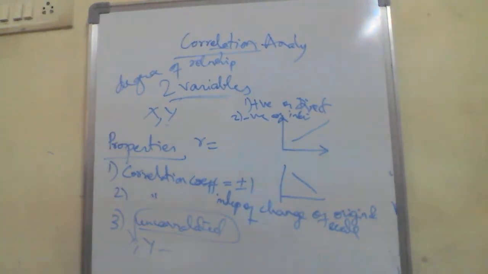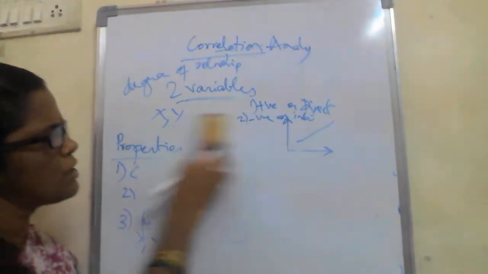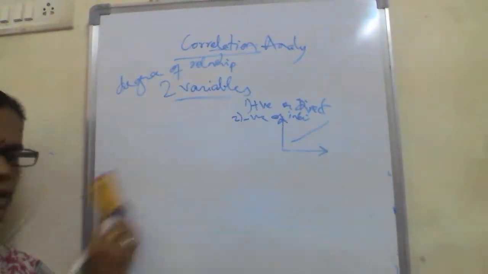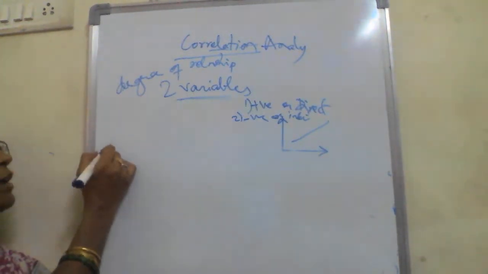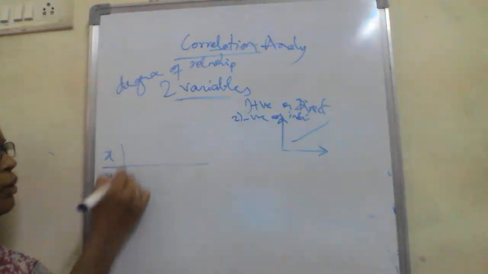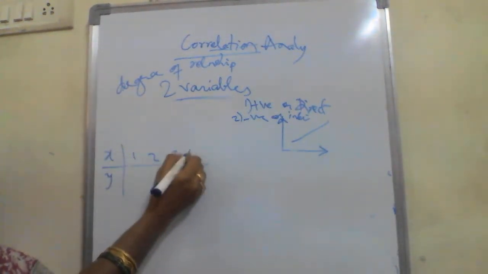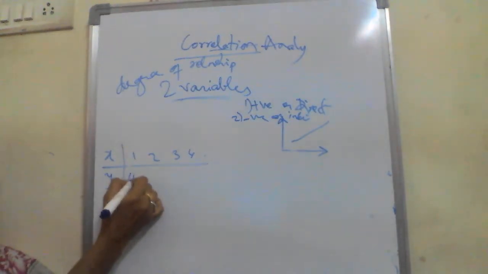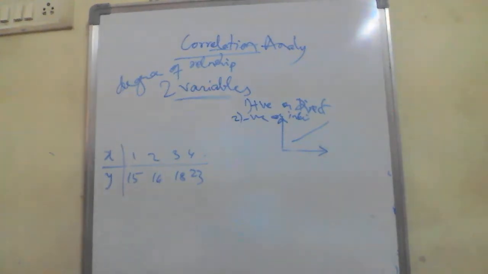This problem is a compulsory problem: find the correlation coefficient. X values will be given, like 1, 2, 3, and here you will have 15, 16, 18, 23 like this. Whatever notes I have given you, I am just briefing them. I have already sent you the notes in the last class. I asked you for doubts, but nobody responded. I will send you this problem.